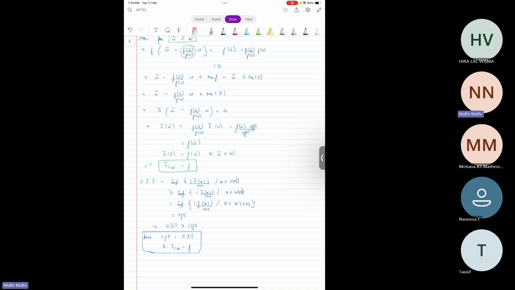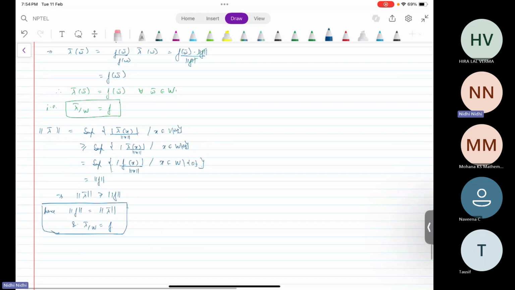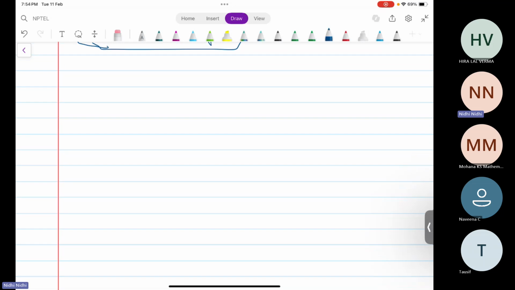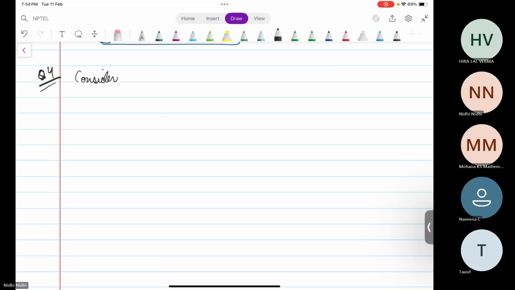Okay, then let's move to the next question. Question number 4. Consider the natural map. By natural map, we mean the evaluation map. I'll explain how it is defined.